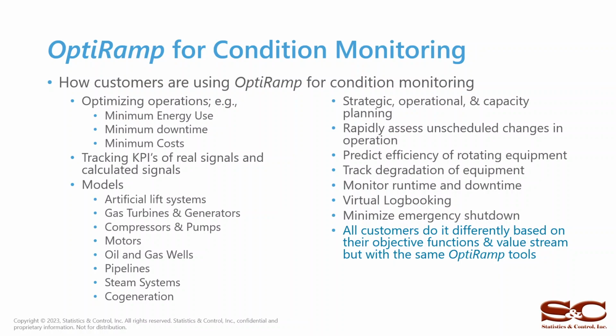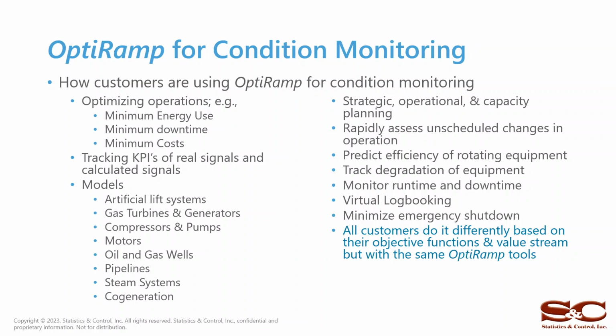So what we do with OptiRamp is we first model either the process or the individual unit, and with these models we have models for artificial lift systems, gas turbines and generators, compressors, pumps, motors, different oil and gas wells, pipelines, steam systems. We can model cogeneration. Like I said, just about anything and everything that you can find in the power industry and the utilities industry, as well as the oil and gas industry, we're able to model that process and simulate it.